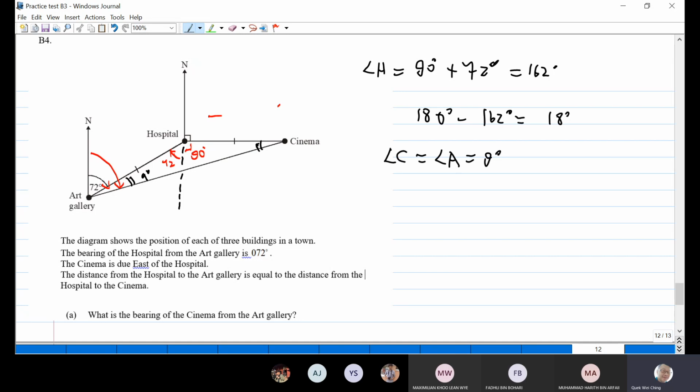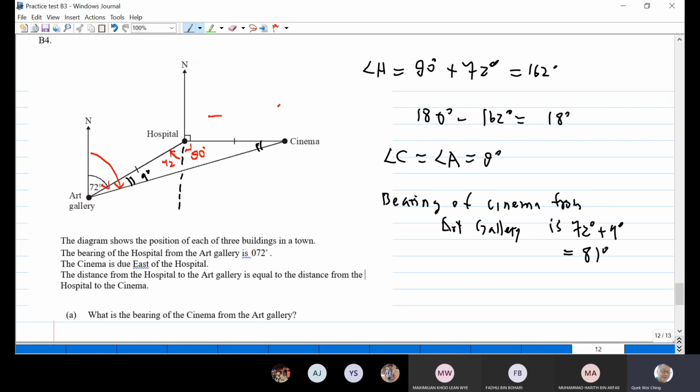So the bearing of cinema from art gallery is 72 plus 9, right? So this is actually 81 degrees.